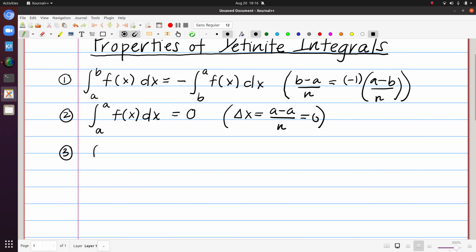Next, think about integrating a constant function. We've seen this for the constant 2 in recent videos. This is always going to yield us c, the constant, times the length of the interval. And this is for c, any constant.